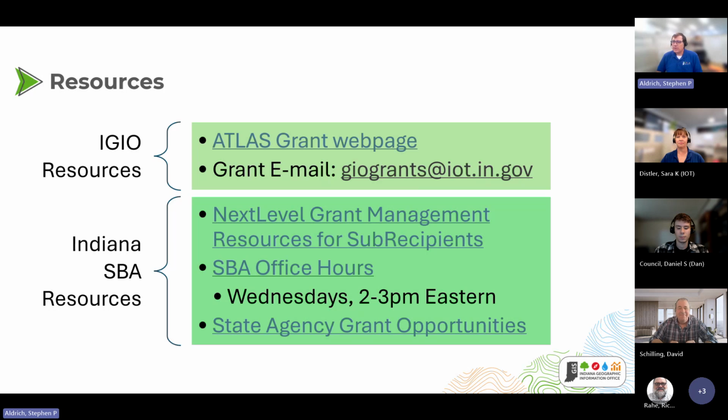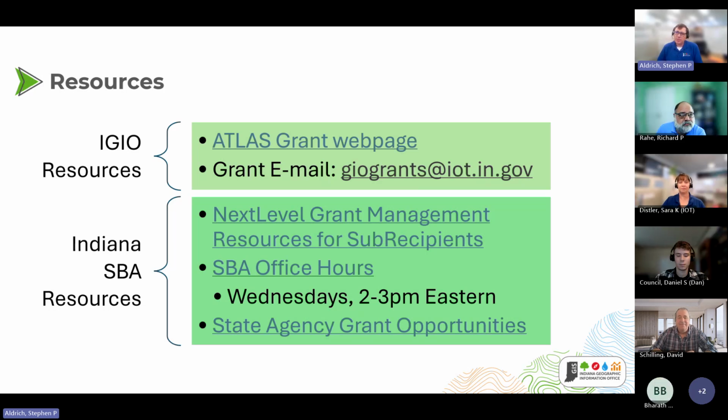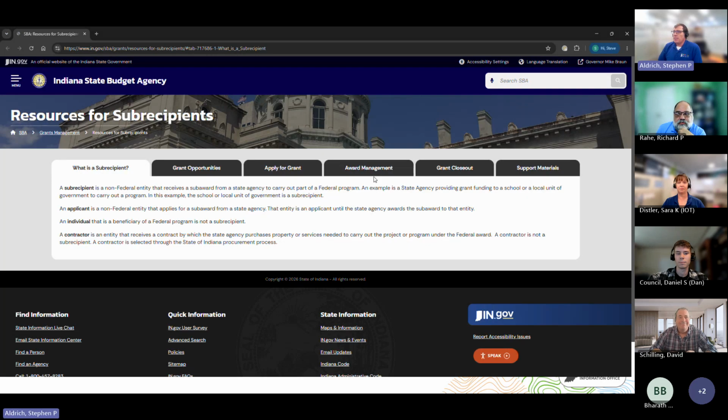Perfect. And also just be aware that the State Budget Agency has a state agency grant opportunities website, and we're not the only ones awarding educational institutions and education not-for-profits funds. So if you're aware of a project happening at your institution that is not related to GIS, there are other grant opportunities from various state agencies, and they're all posted on SBA's state agency grant opportunities page. I clicked on that link. This is what it looks like.